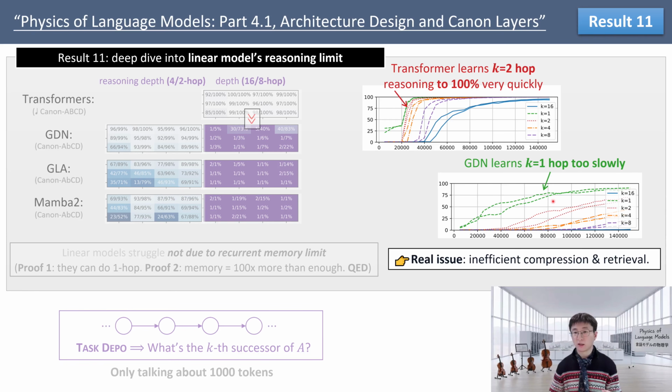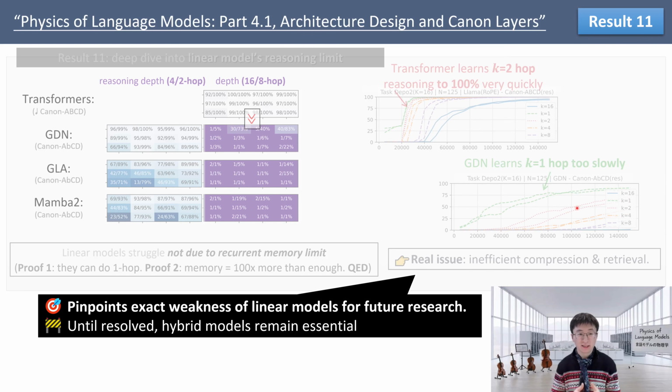It's going to make the model learn from one hop to two hop to three hop actually faster. It climbs this ladder faster. But if the base model is already very bad in terms of one-hop reasoning, then just adding Canon layers doesn't help anymore, right? You have to really improve the one-hop reasoning for linear models. So this really pinpoints the exact weakness of linear models for future research. And until this issue is resolved, I claim that hybrid models remain essential if you want the model to ever perform this kind of deep reasoning task.